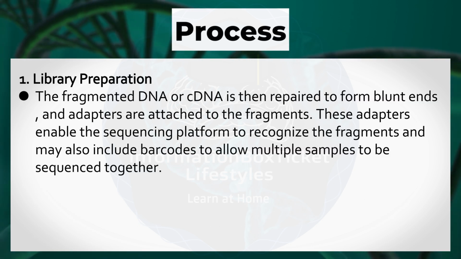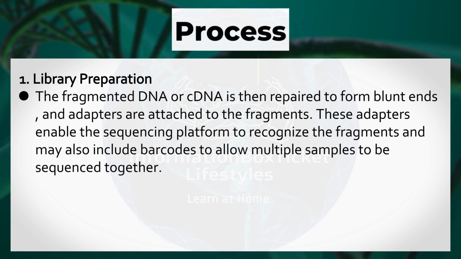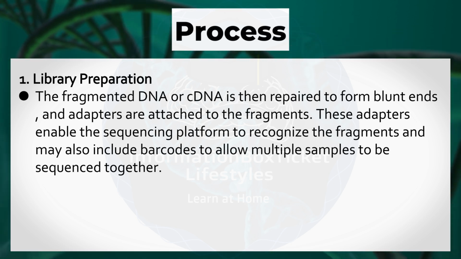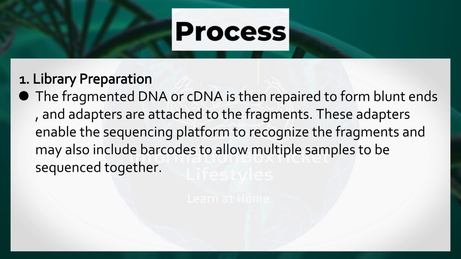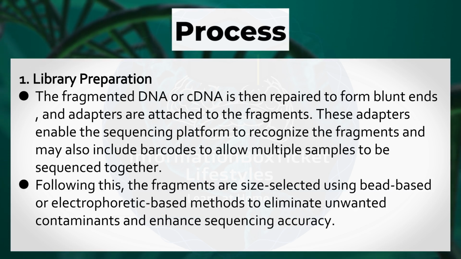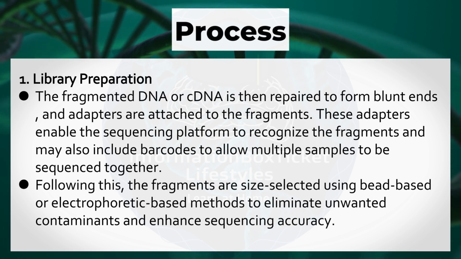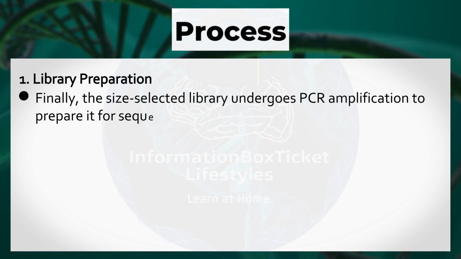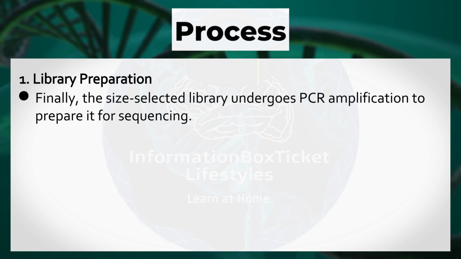The fragmented DNA or complementary DNA is then repaired to form blunt ends, and adapters are attached to the fragments. These adapters enable the sequencing platform to recognize the fragments and may also include barcodes to allow multiple samples to be sequenced together. Following this, the fragments are size selected using bead-based or electrophoretic-based methods to eliminate unwanted contaminants and enhance sequencing accuracy. Finally, the size-selected library undergoes PCR amplification to prepare it for sequencing.